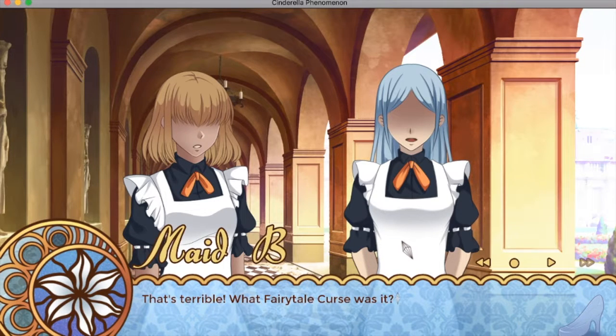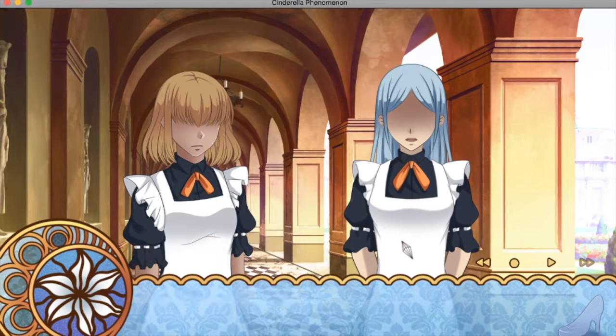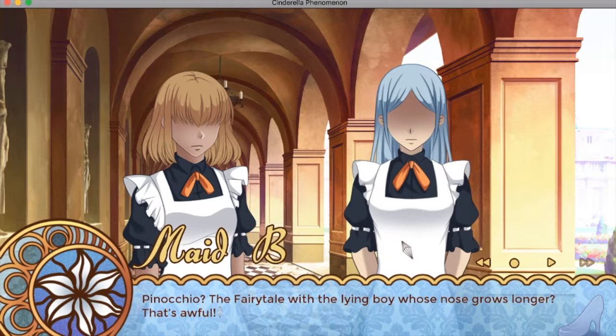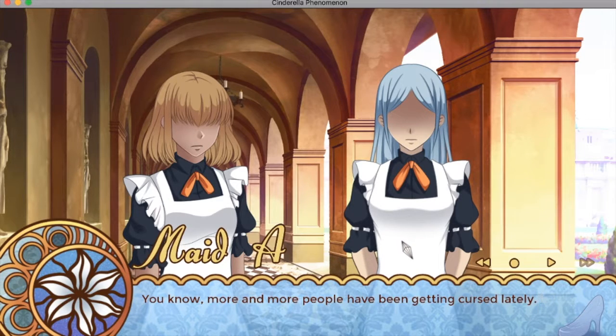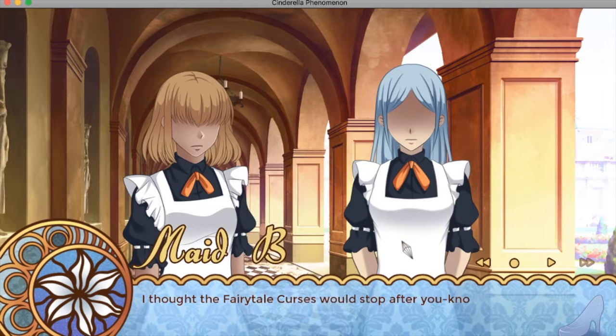That's terrible! What fairy tale curse was it? They said it was Pinocchio. Ooh. Pinocchio? The fairy tale with the lying boy whose nose grows longer? That's awful! You know, more and more people have been getting cursed lately. You think those wicked witches are up to something again? I thought the fairy tale curse would stop after you know who was defeated.